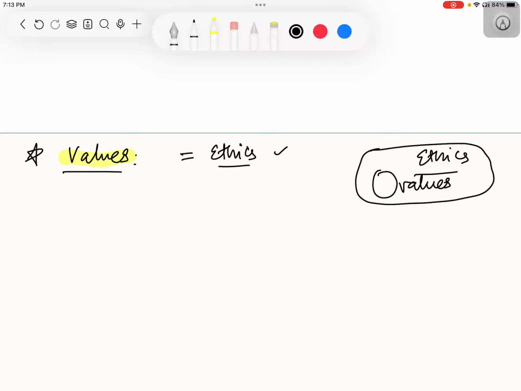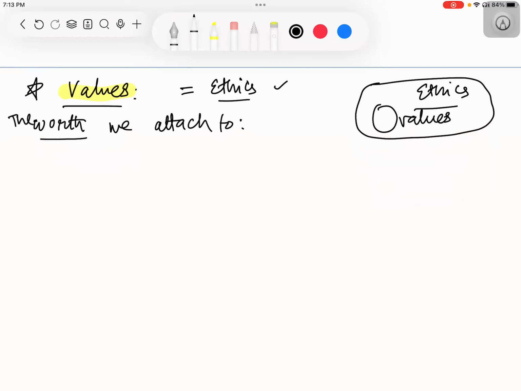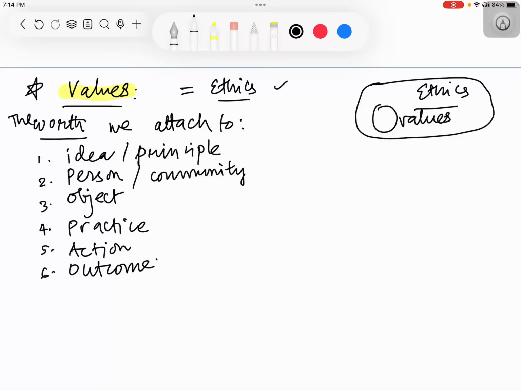So what is the definition of values? What do we normally understand by value? Value is something that has some worth. So the worth we attach to what? It can be an idea, any idea or principle. It can be any person or community. It can be any object. It can be any practice, right? It can be any action. It can be any outcome. All of these, wherever we attach worth, we can call it value.